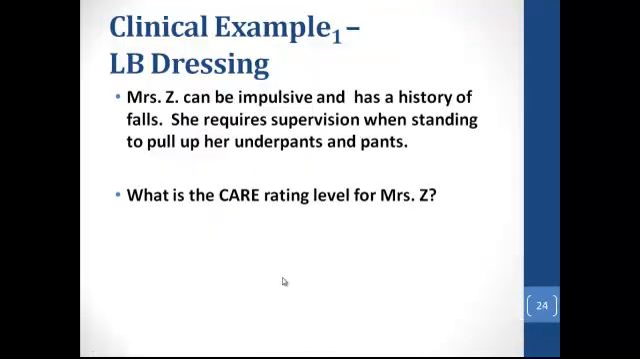Let's look at example number 1. Mrs. Z can be impulsive and has a history of falls. She requires supervision when standing to pull up her underpants and pants. So what would be the care rating for Mrs. Z? The best rating is 4, supervision or touching, because the helper does not provide any physical assistance but is required to supervise the patient due to safety concerns.